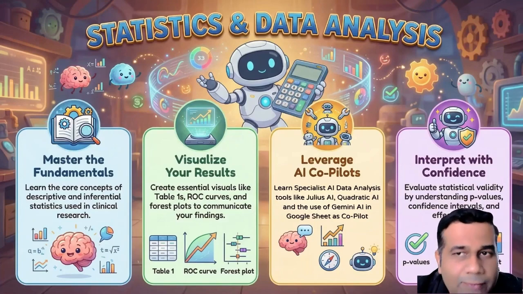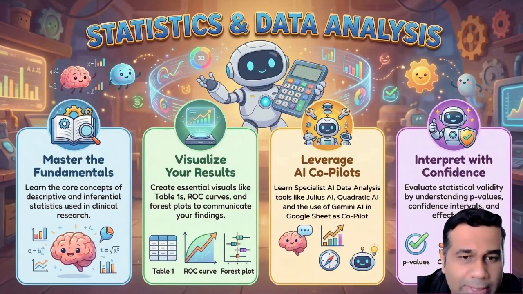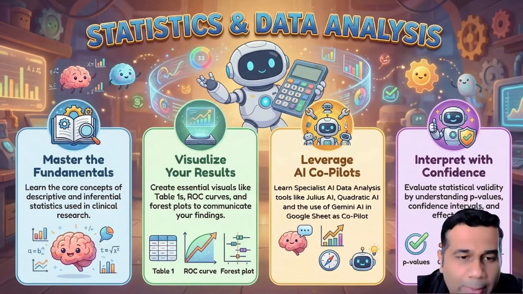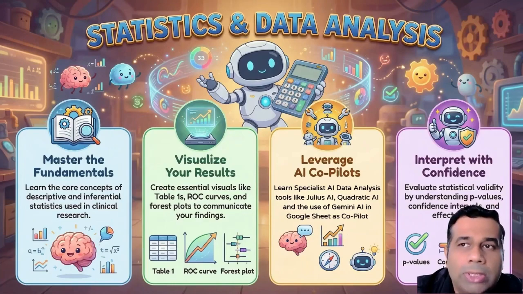After that, we will be learning 3 different AI tools, which are Quadratic AI, Julius AI, and Gemini Copilot inside Google Sheets. And we will be learning how to do different types of analysis in a step-by-step format, how to check for the normality of the data, and how to make the AI tool automatically tell you which tests to be done to achieve the objectives.